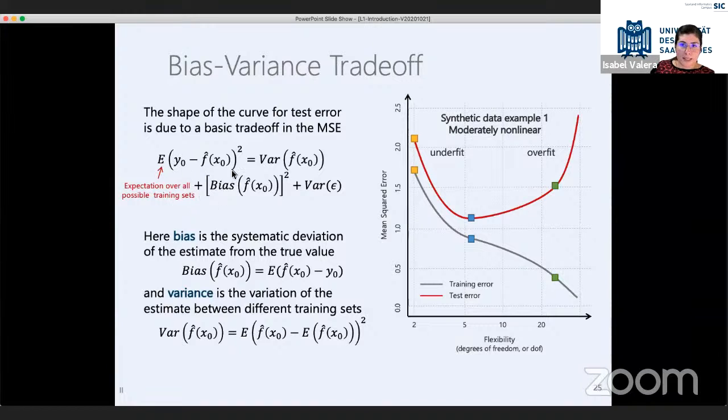And what we can see is that if we elaborate a bit further this expression, we can write the mean square error as the variance of your estimator plus the bias of your estimator squared plus the variance of the noise. This variance of the noise is something that we already talked about. When I say your estimator, it is your estimator of the Y's on the test set. And the bias is telling you the systematic deviation from the true value.